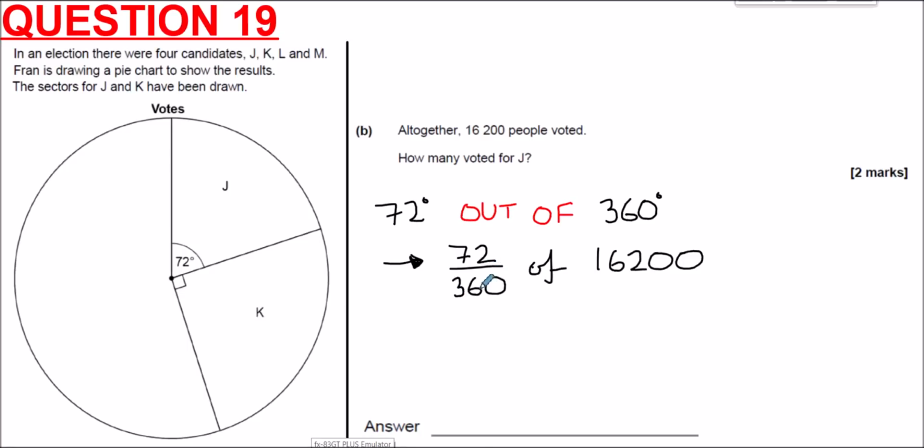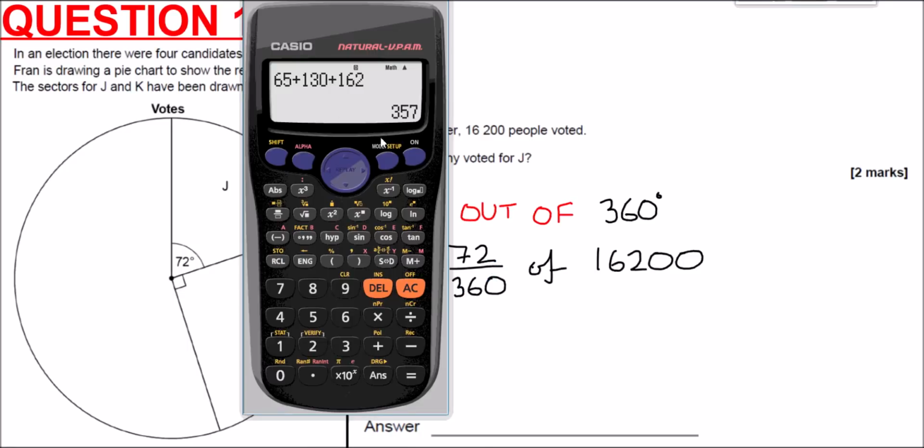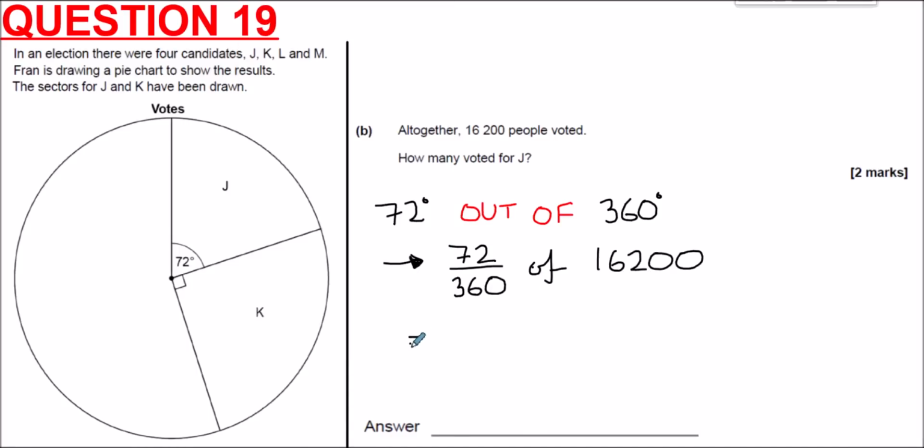You don't need to simplify it down, but we need to work out this fraction of those people. So that fraction of 16,200 comes to 3,240. And so 3,240 people must have voted for J. And that's our answer for question 19, part B.